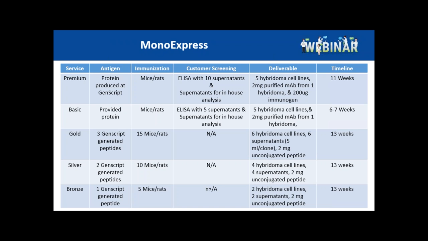Our highest titer MonoExpress package includes protein antigen generation as well as supernatant screening in your own lab and a final delivery including up to 5 hybridoma cell lines. Similar to our PolyExpress package, the MonoExpress packages can also be separated by the amount of peptide sequence used as antigen and the amount of immunized animals. All of these packages include up to 2 hybridoma cell lines per peptide antigen, as well as supernatants and unconjugated peptide.